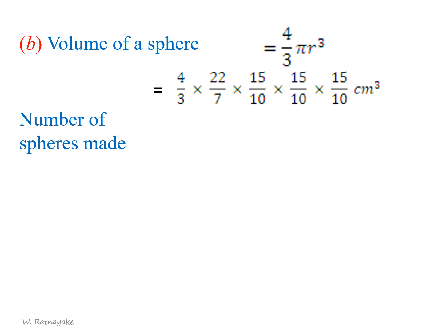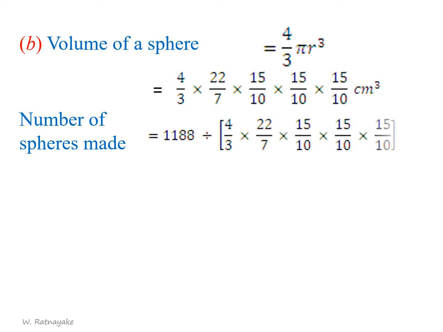That is, this is the volume of one sphere. So the total volume of the metal we have is 1188 cubic centimeters. So we have to divide that 1188 by the volume of one sphere to find the number of spheres.